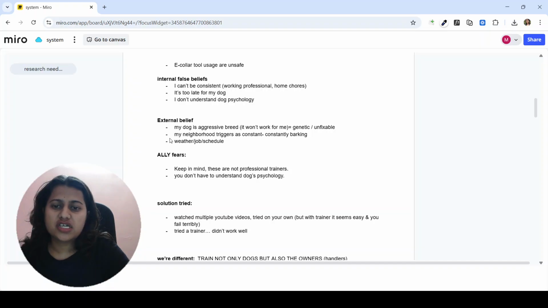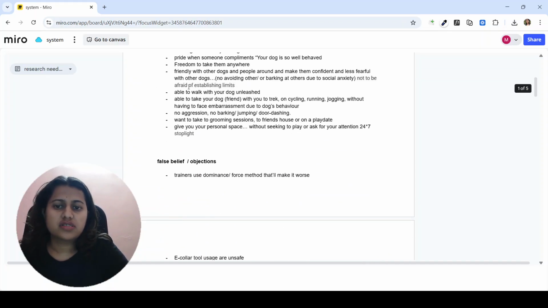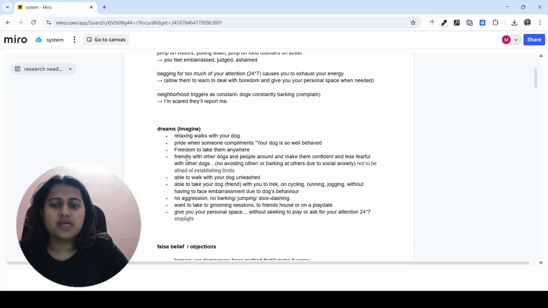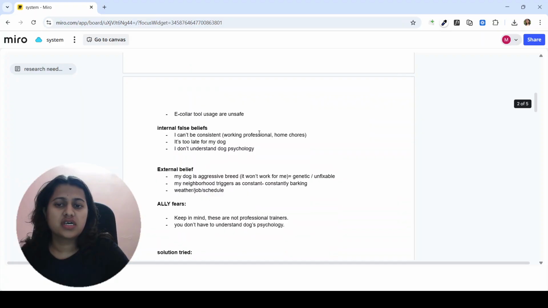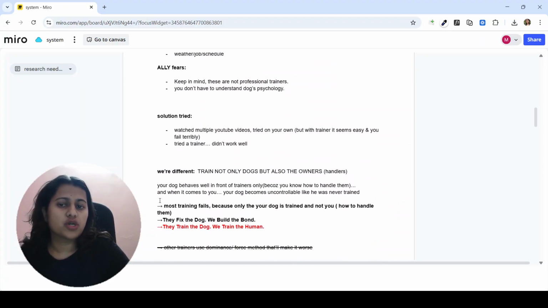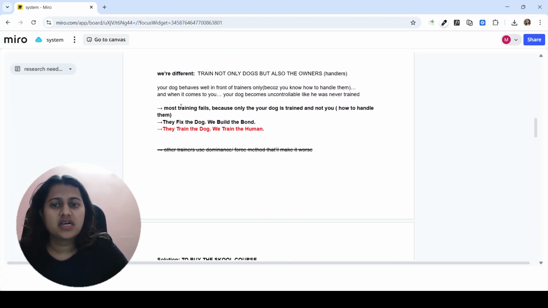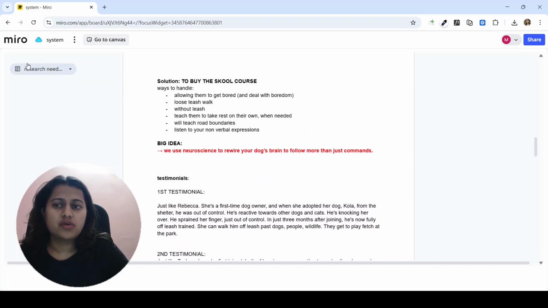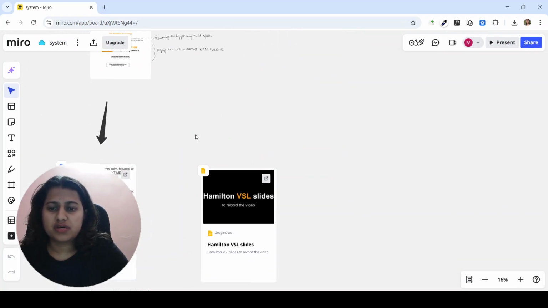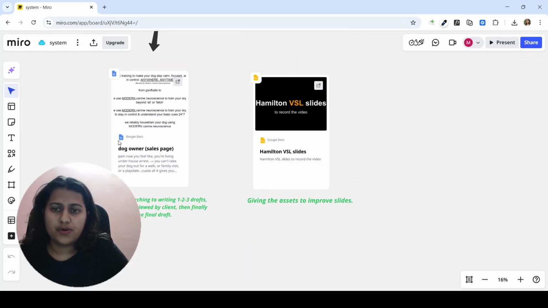Okay, so this was the research section that was done. How did we find what the pains of the audience are? What are the dreams, the false beliefs and the objections, internal false beliefs and external false beliefs? What are the fears? What solutions have they tried? And why are we different, and how can we convince them to buy into the school community and everything? So this was the research part, and this is the output. Again, this is the first draft.